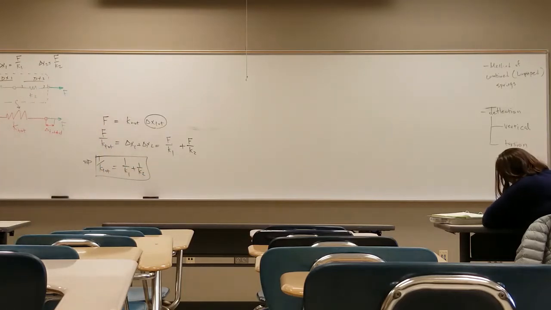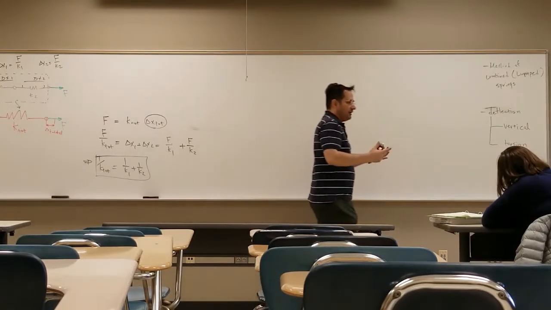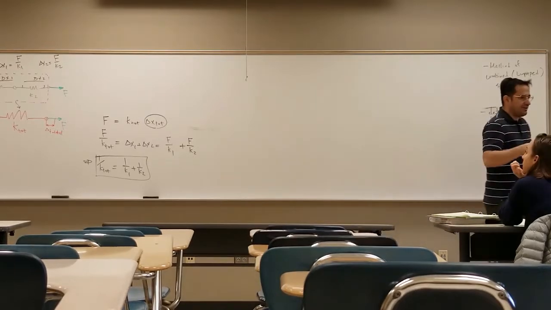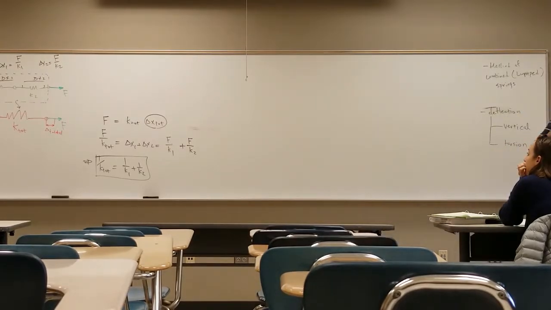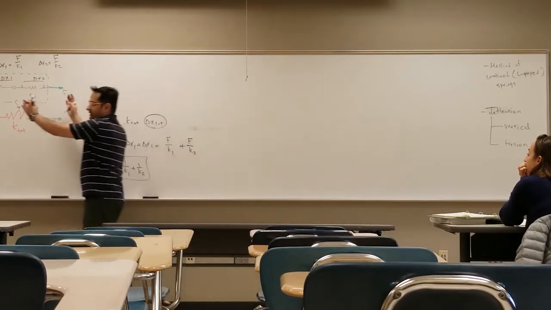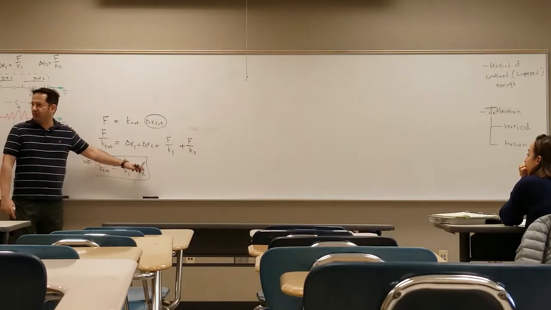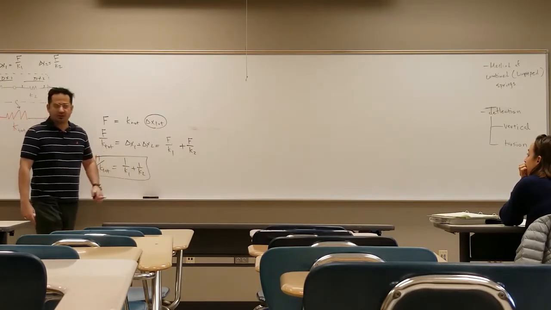So if you have two springs, when I say spring, I'm not talking about an actual spring, as you know. If you have a bar, beam, shaft, anything, any structural component that behaves like a linear elastic material, you can replace this series connection with just one spring, where 1 over K total is equal to 1 over K1 plus 1 over K2.